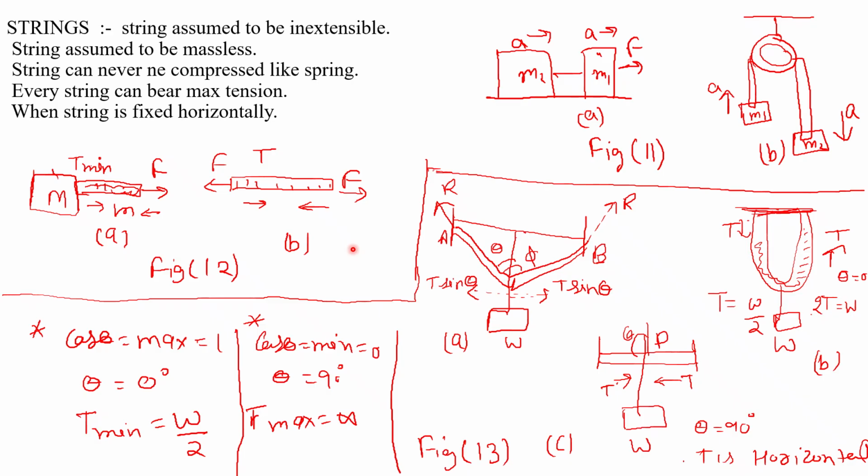Now, string is assumed to be massless unless stated. This is why the tension in it everywhere remains the same and equal to applied force. However, if a string has a mass, tension at different points will be different, being maximum and equal to applied force at the end through which force is applied and minimum at the other end connected to a body.